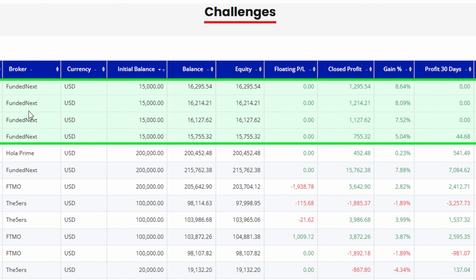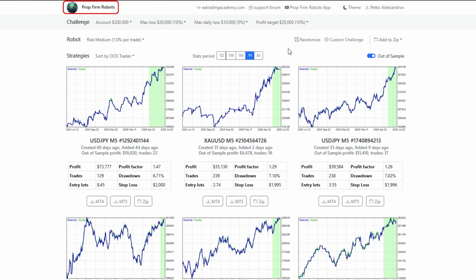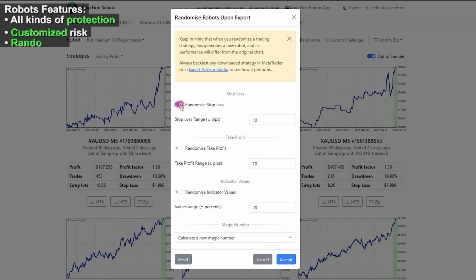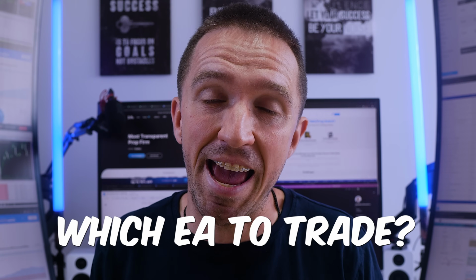I've passed many prop firm challenges with the EAs from the Prop Firm Robots app because the app and the EAs are created for that exact purpose. We can set all kinds of protections, customize the risk according to the challenge, and randomize the traits to make them unique so the prop firms don't detect them, even though many traders are using this app. But the question is, how do we select which EA to trade?